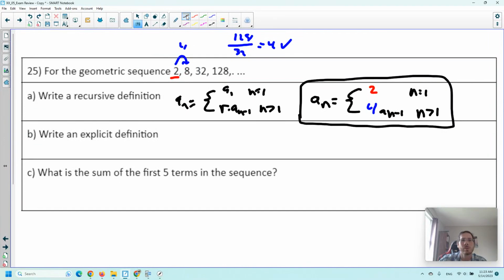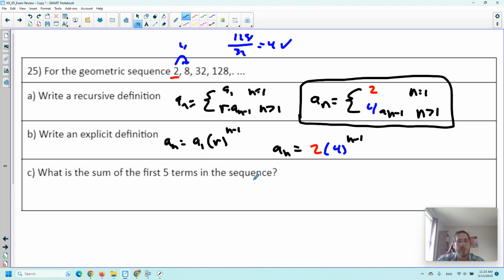Part B, we have to do the explicit definition. For the explicit definition, we would say a sub n is equal to a1 times r to the n minus 1 power. And again, the whole idea here is we're just going to plug in with what we know. We already figured out a1 was 2. That's what we're starting at. We figured out r, what we're multiplying by every time, was 4. n minus 1 power stays as n minus 1 power.